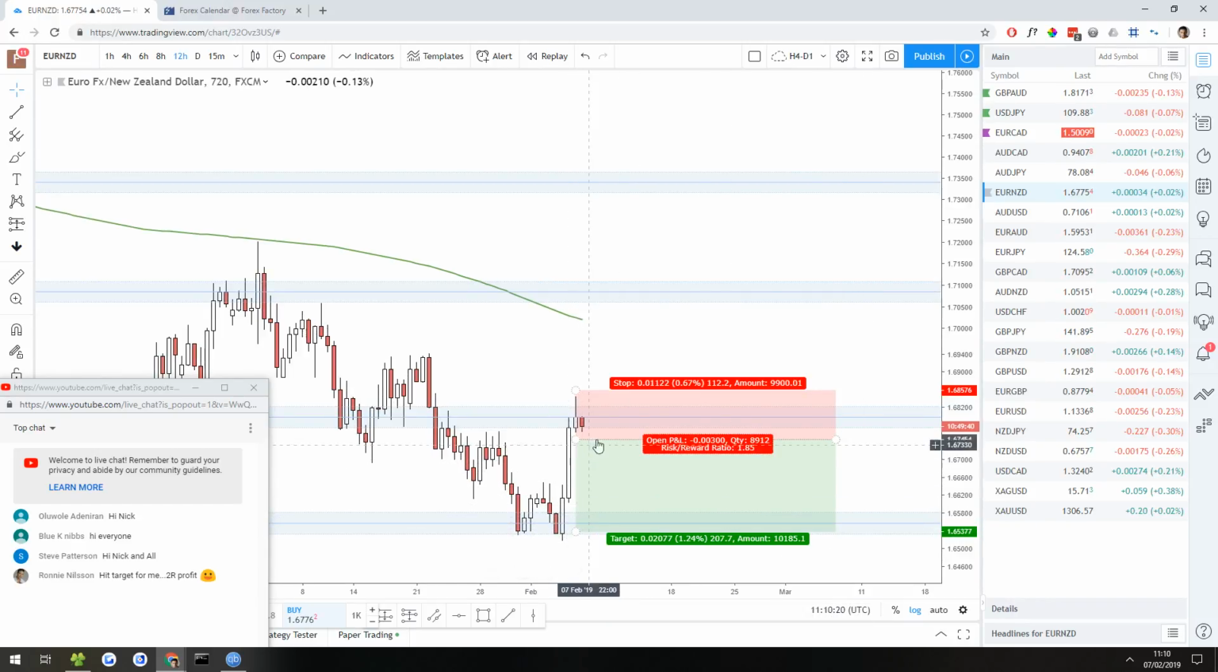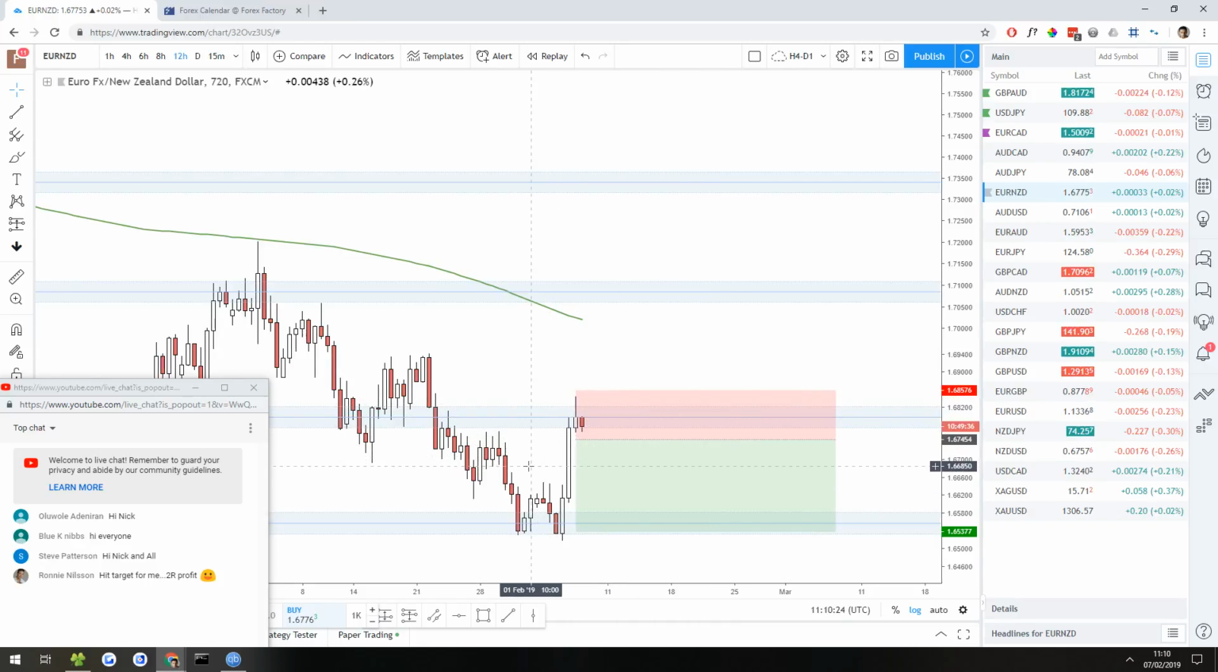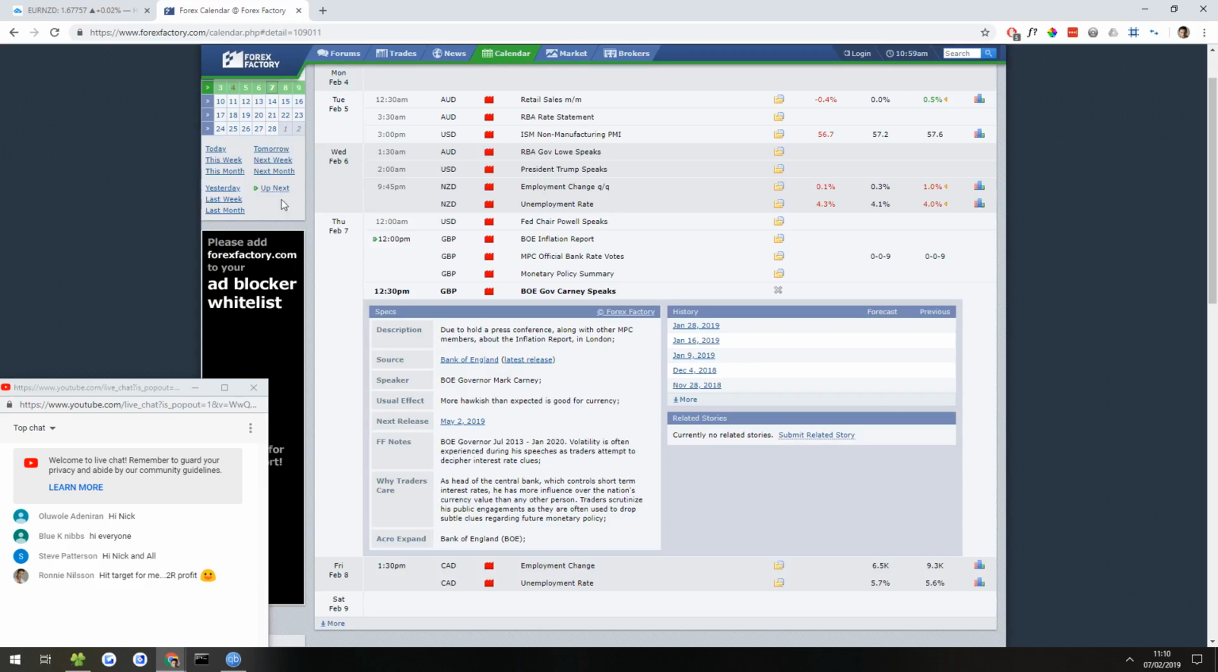If you drop that target a bit lower, you can still get a pretty good risk to reward ratio. I don't really know what else to say about this. It was driven up by news, I believe. Yeah, we had the New Zealand unemployment rate. In yesterday's analysis, that was a members-only analysis for those who are confused that there was no analysis. But for members only, there was analysis yesterday.